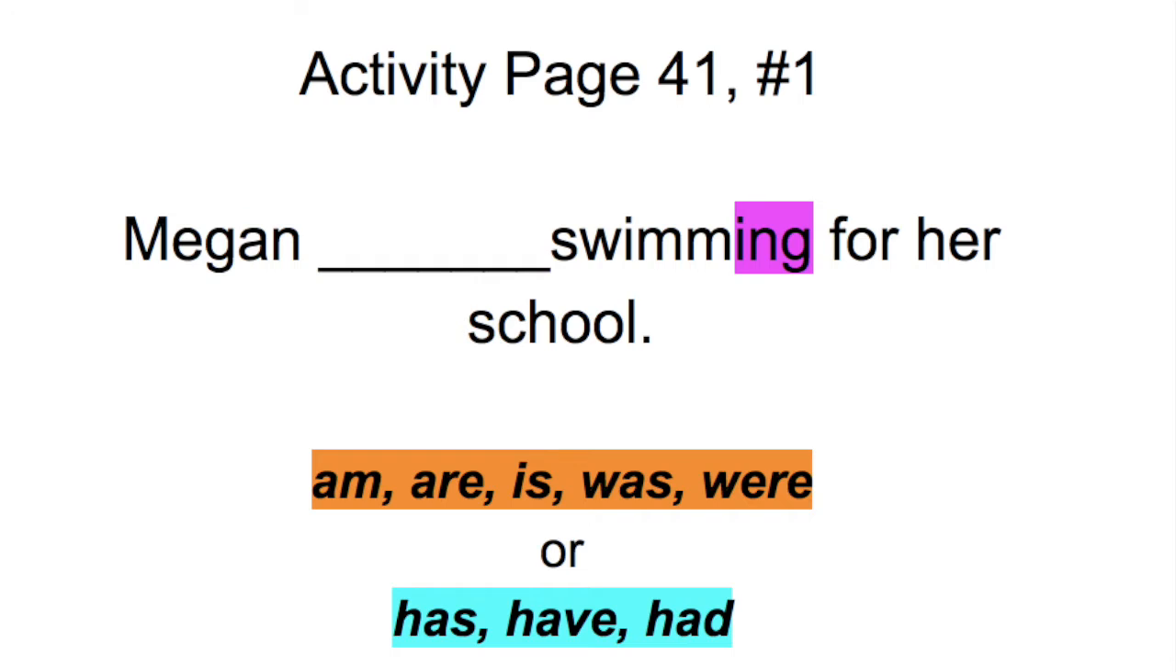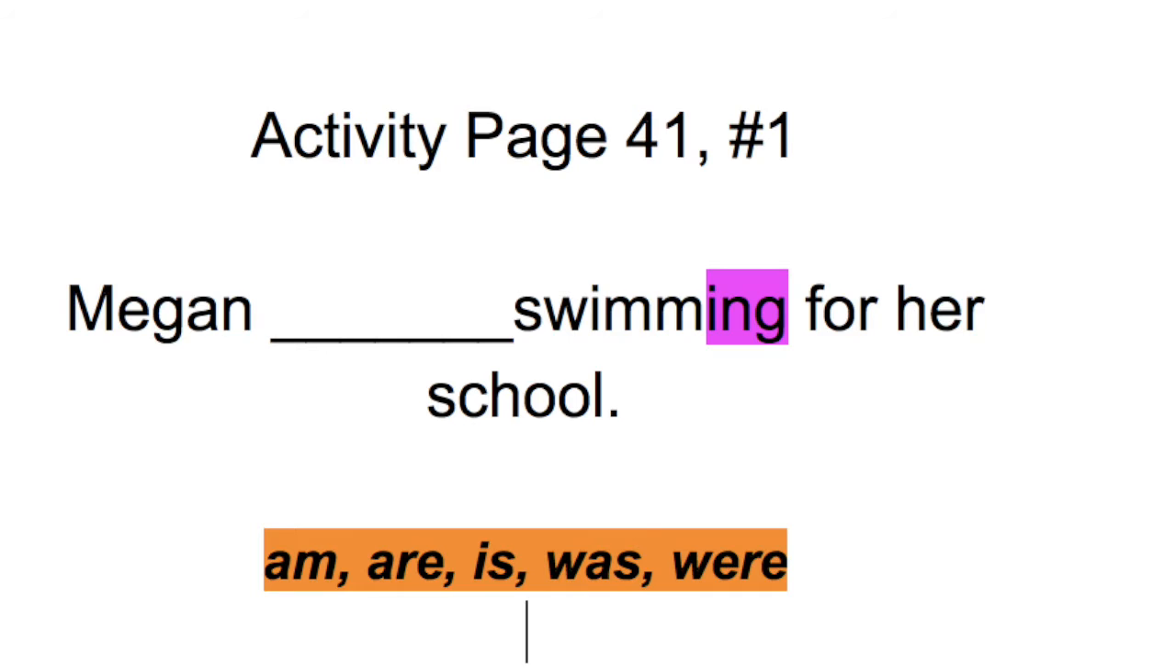All right, for an example of this, I'm going to actually use number 1 on part A of your activity, page 41 for today, titled Using Helping Verbs. So if we look at the blank, Megan blank swimming for her school. First we find the verb. So what is the verb in that sentence? Swimming. What do you see at the end? ing. So because you see ing, you know you're going to have to use am, are, is, was, were.